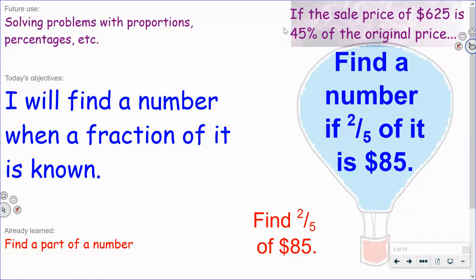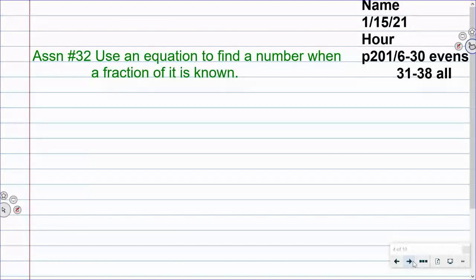Now, sooner or later, you're going to use this skill all sorts of times. You're going to use it when shopping. You're going to use it for percentage problems, proportional reasoning. If the sale price is $625, let's say that sale price is 45% of the original price. What would that original price be, etc., etc.? So this is where we've been, where we are now, and where we are going. Pause. Come on back when you're ready.